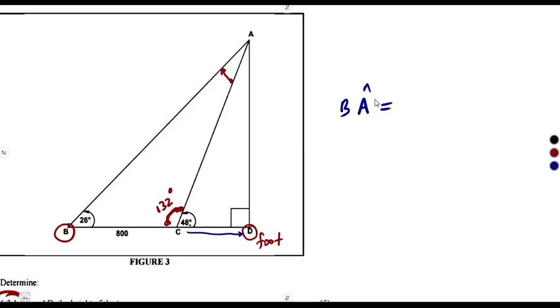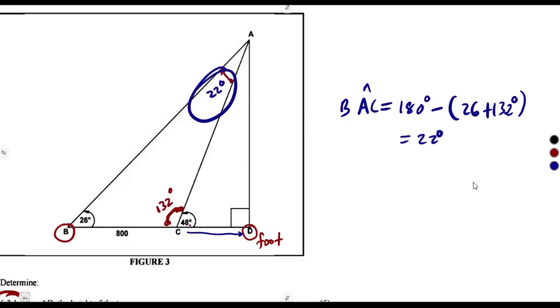BAC. So angle BAC is going to be 180 degrees minus these two angles that are inside of the triangle. 26 plus what? 132 degrees. So that was going to give us 22 degrees here. This angle was going to be 22 degrees. There are so many ways, guys, of determining these angles.